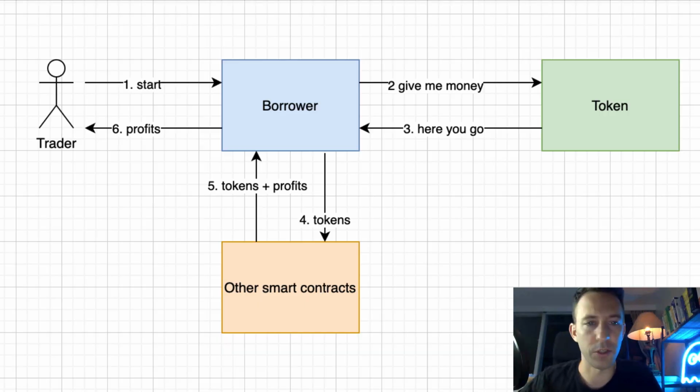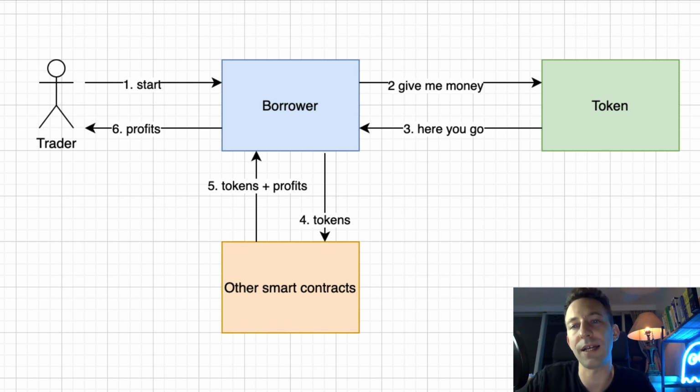This is how it works. So first you have the trader that is going to deploy a borrower smart contract. Once this smart contract is deployed, the trader is going to call a function on this smart contract. That's how we trigger the whole process. Then the borrower smart contract is going to borrow some tokens from the token smart contract.